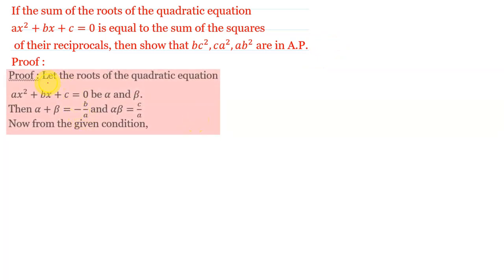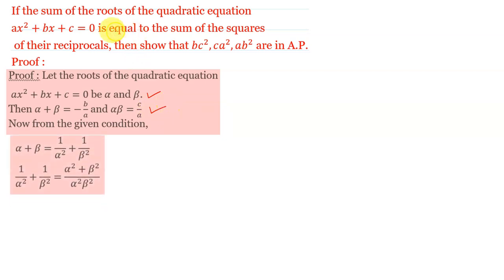Here, the first is: let the roots of the quadratic equation ax square plus bx plus c equals 0 be alpha and beta. Then alpha plus beta equals minus b upon a, and alpha into beta equals c upon a. Therefore, from the given condition, what is the condition? The sum of the roots of the quadratic equation ax square plus bx plus c equals 0 is equal to the sum of the squares of their reciprocals.